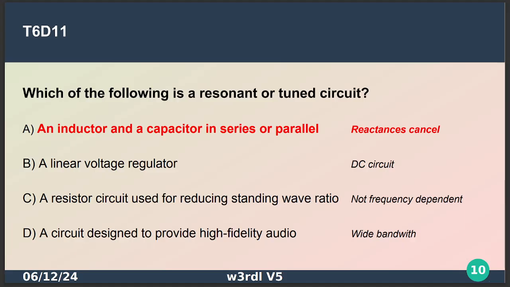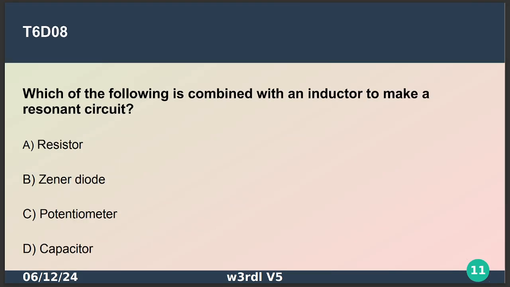It sounds like everybody agrees with Alpha. An inductor and a capacitor in series or parallel. And what it says out here on the right-hand side about reactances canceling: remember, at resonance, X sub C and X sub L are equal. Which of the following is combined with an inductor to make a resonant circuit?